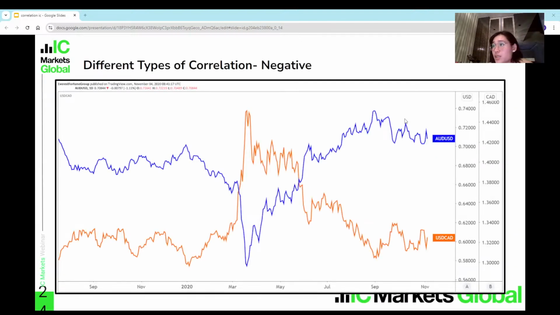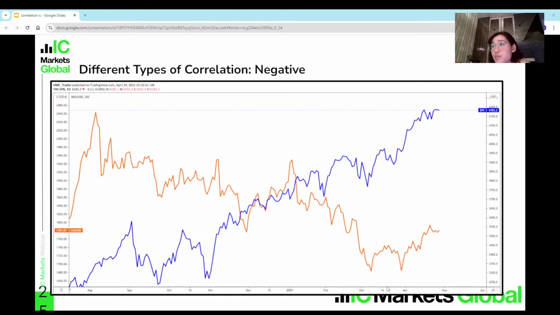Okay, now in this example we are looking at Oz dollar and dollar CAD. So in this case, we will be comparing our Oz dollar and CAD Canadian dollar. Okay, you can see for the blue chart, our Oz dollar, when prices are dropping, our dollar CAD is actually rising, and the opposite as well.